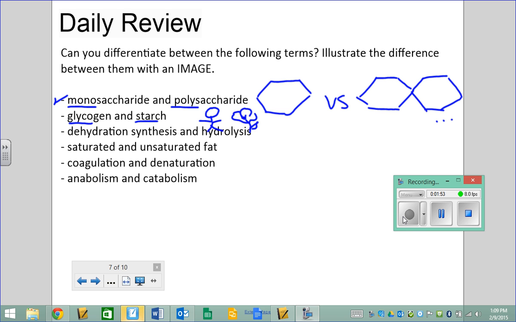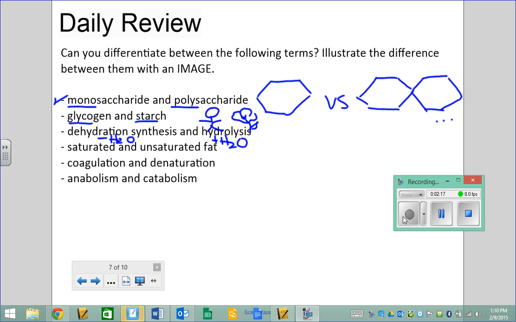Now, dehydration synthesis and hydrolysis, I think there are a number of ways that you could use based on what I saw people doing. Some people focused on whether I was gaining or losing water. So you could say, in dehydration synthesis, I lose a water. In hydrolysis, I add a water. That would be a perfectly acceptable way to show the difference between them.